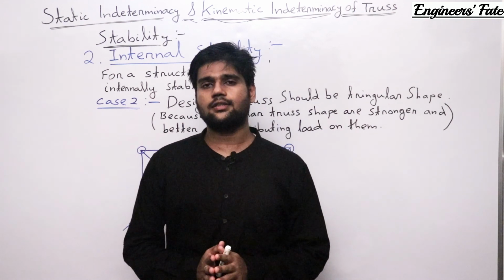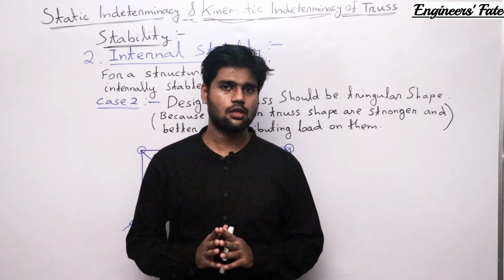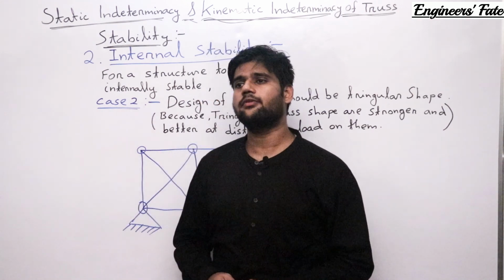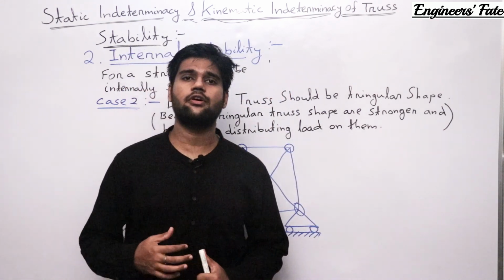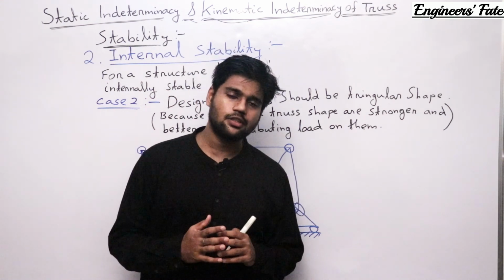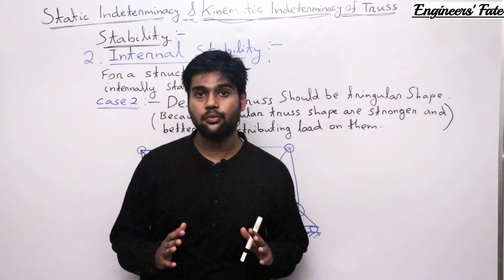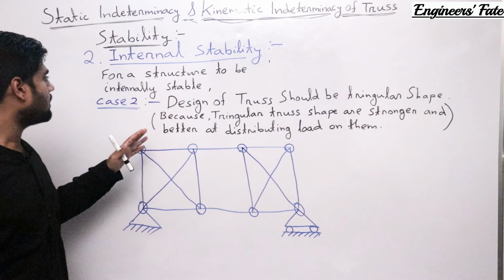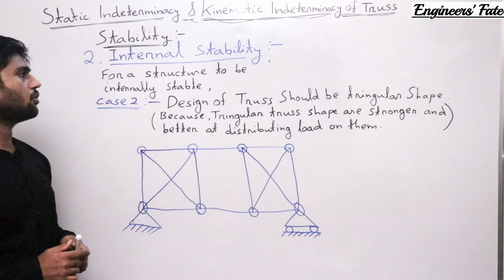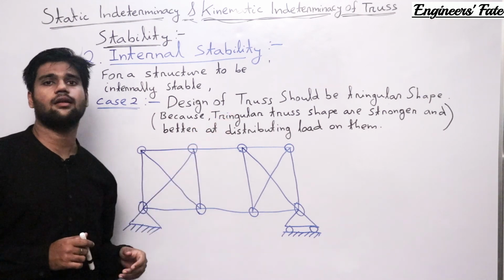So now we'll discuss case 2. According to case 2, the shape of the truss should be triangular. In interviews they ask this question: why is the truss designed as a triangular shape? Because the triangular shaped truss is stronger and better at distributing the loads. So you can see I have written that the design of the truss should be a triangular shape. Triangular shapes are stronger and better at distributing load on them.